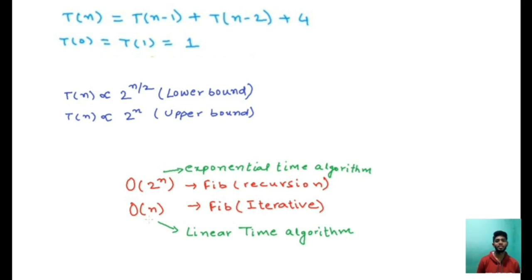Okay, what is the lower bound of a Fibonacci series through the implementation of recursion? 2 power n by 2 will be the lower bound, and the upper bound, which you can also call big O notation, is 2 power n.